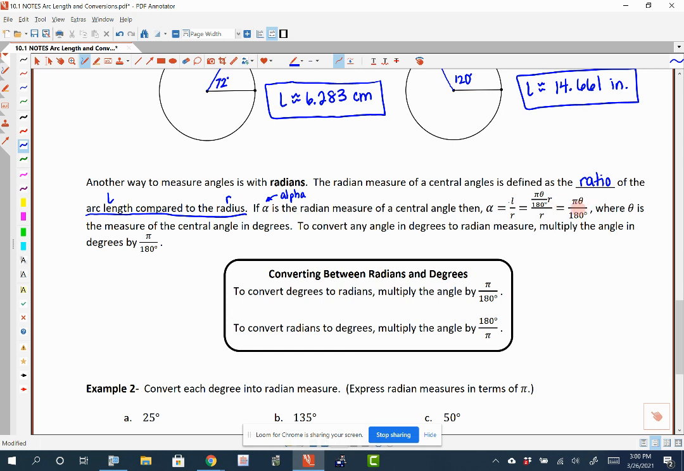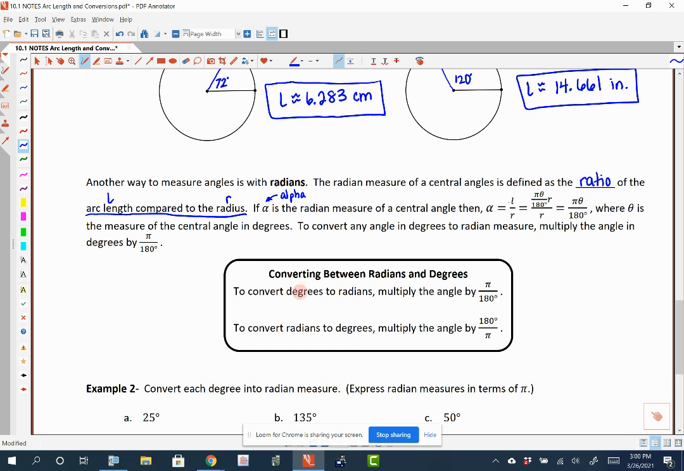And that means that if we simplify and multiply by the reciprocal of that denominator, the r's will divide out, which leaves us with this conversion right here, where theta is the measure of the central angle in degrees. So to convert any angle in degrees to radian measure, we just have to multiply the angle in degrees by pi over 180.